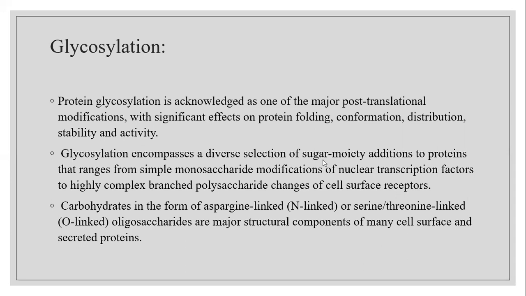The next type of covalent attachment is glycosylation. This has a significant effect on protein folding, conformation change, distribution, stability, and activity. Glycosylation is defined as addition of sugars that range from simple monosaccharides to complex oligosaccharides. These include simple monosaccharide modifications of nuclear transcription factors and highly complex branched polysaccharide modifications of cell surface receptors. For example, oligosaccharides linked to asparagine, serine, and threonine are major structural components of many cell surface and secreted proteins.